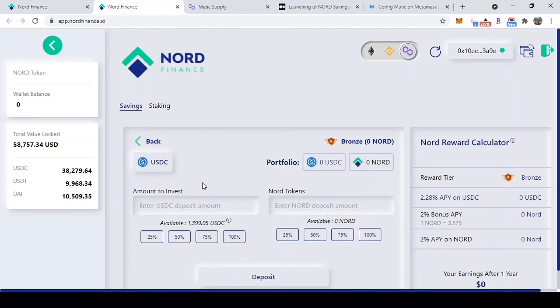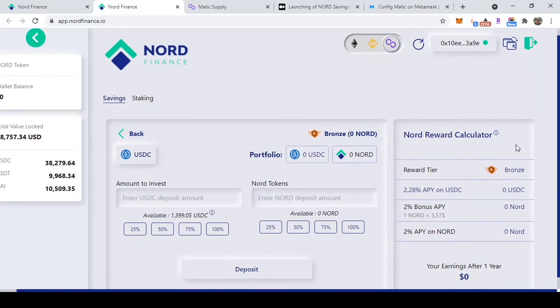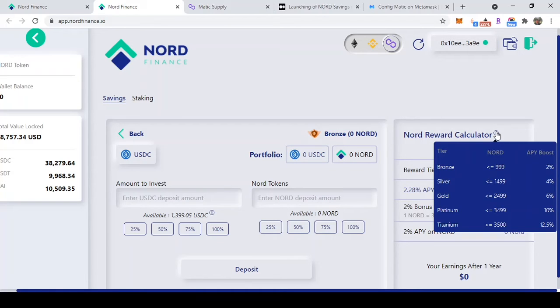Clicking on the USDC vault will take you to a dashboard that will allow you to deposit and withdraw USDC and Nord tokens. On the right-hand side is a handy Nord reward calculator that will show your potential bonus earnings based on the amount of USDC and Nord tokens deposited. If you hover over the information icon, you can see an overview of the reward tiers available.